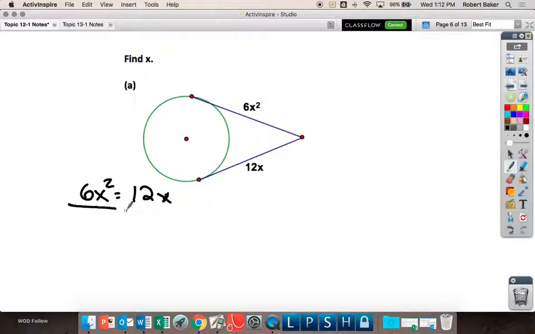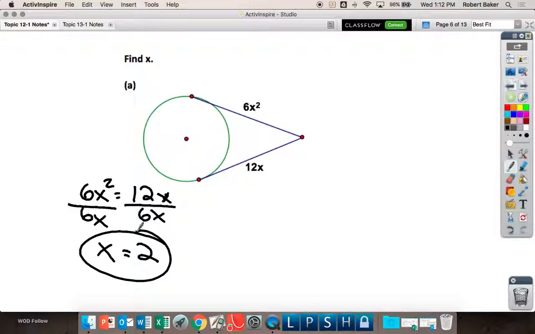6x equals 12. What is 6 divided by 6? 1. X squared divided by x. 12 divided by 6. X divided by x. Let's check it.